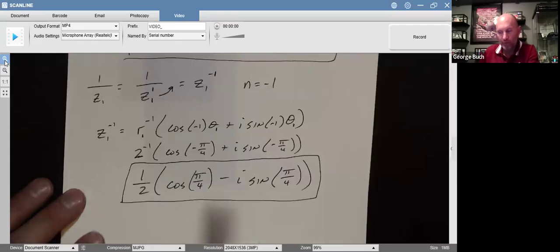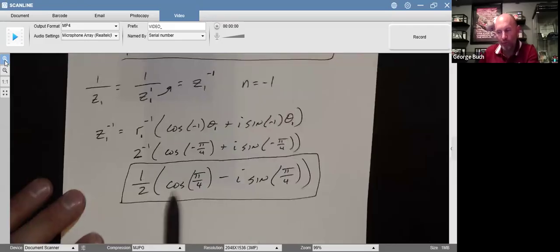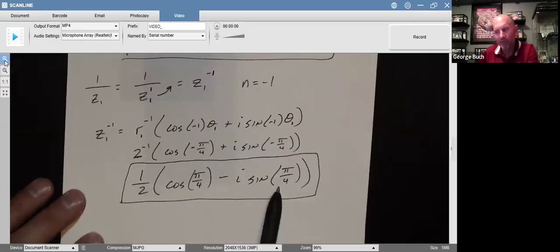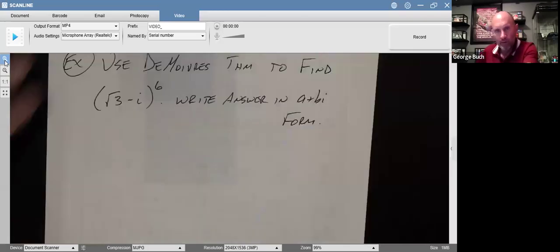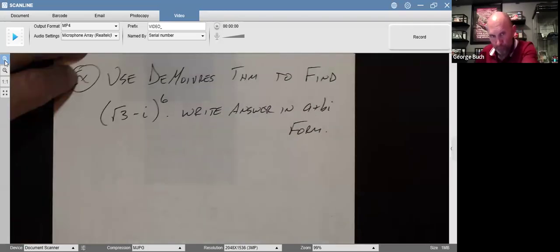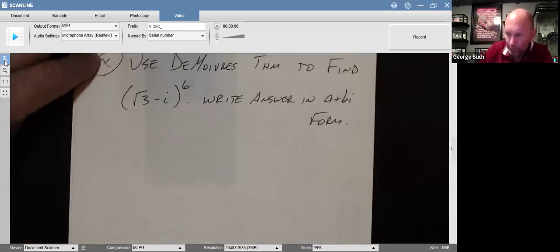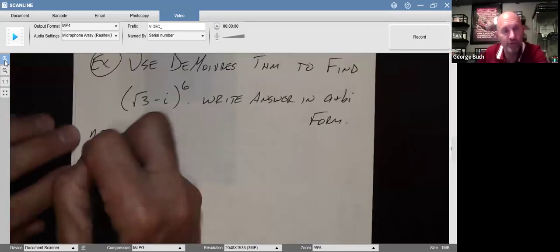What you'll have to figure out, what is cosine of pi over 4? Multiply it by a half. What is sine of pi over 4? Multiply it by a half. That'll convert it back to A plus BI form. So for this one, first off, my n is what? My n is 6.